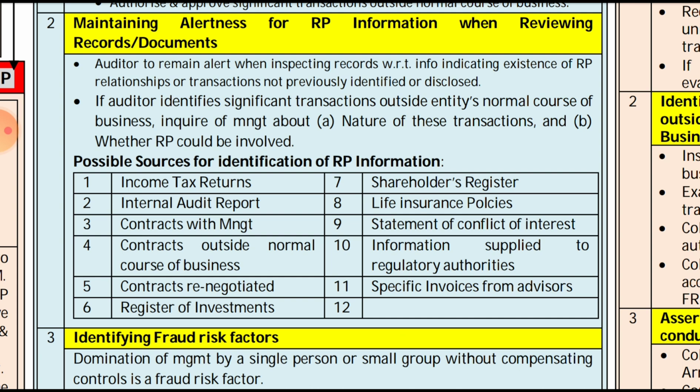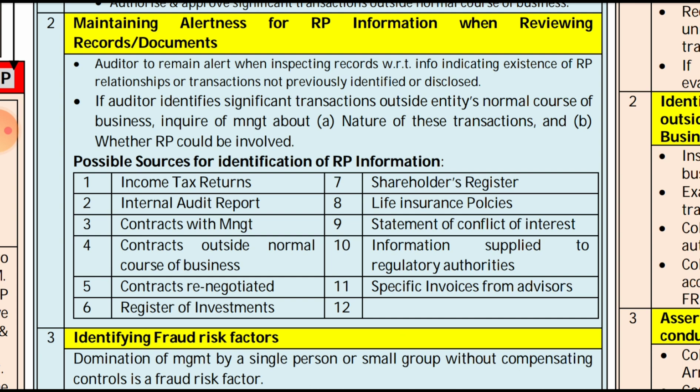Basically, they have not been informed by the management to the auditor. Second, if an auditor identifies significant transactions outside the entity's normal course of business, the first thing they will do is inquire of the management about the nature of the transaction and whether a related party could be involved.